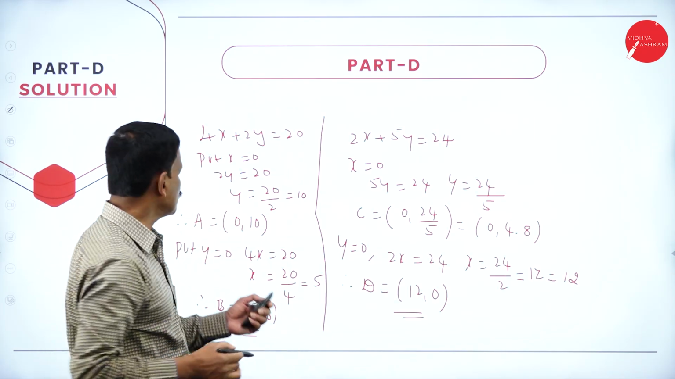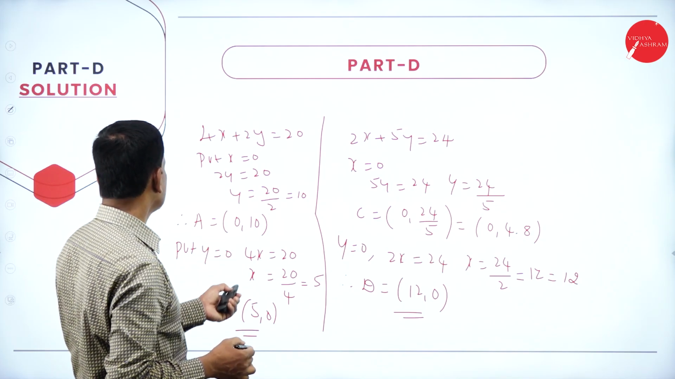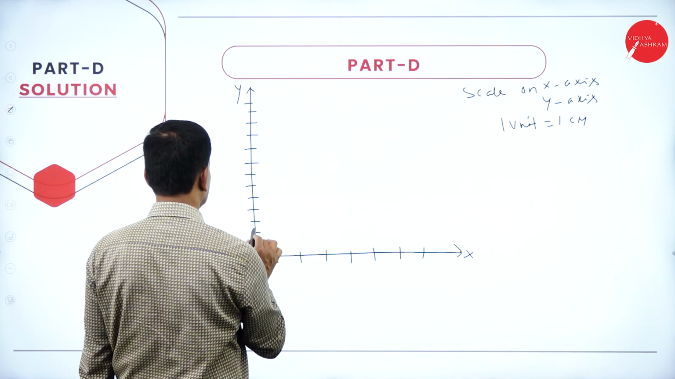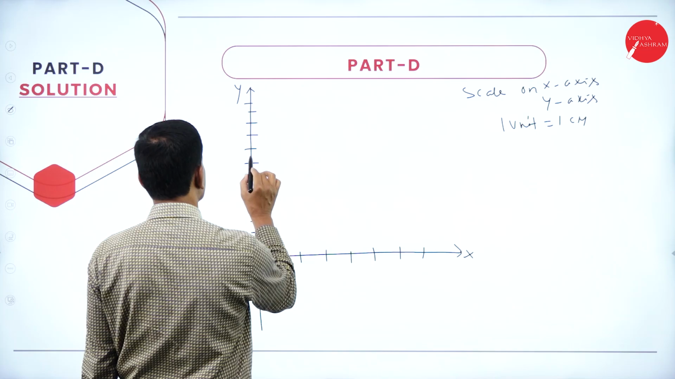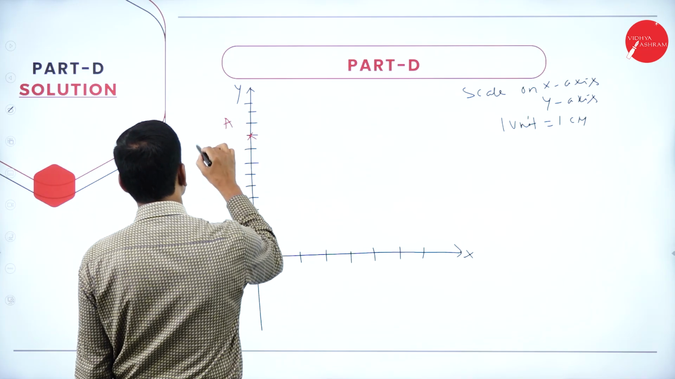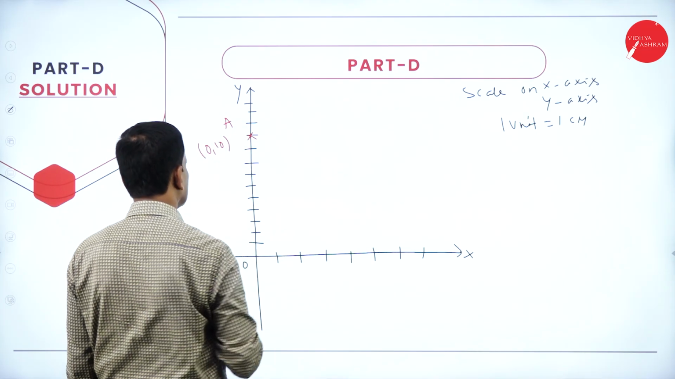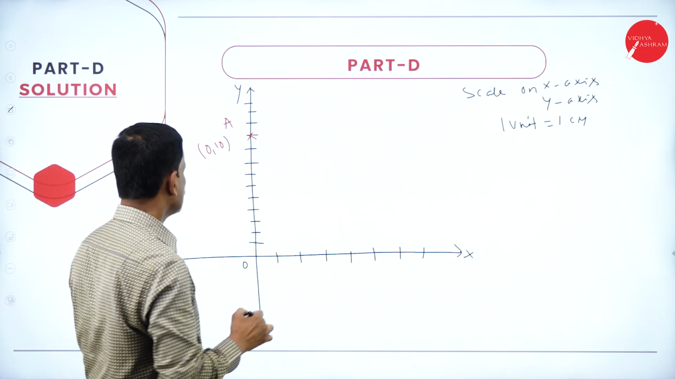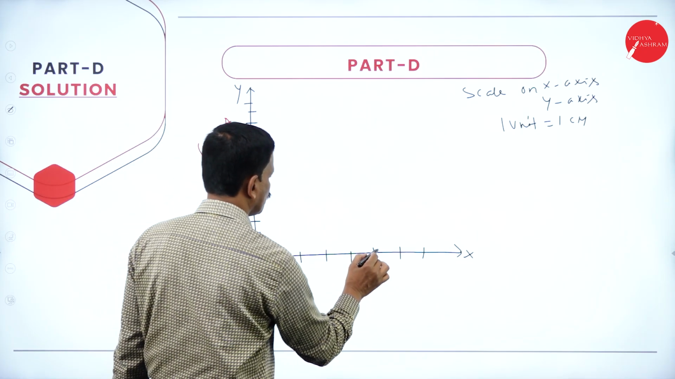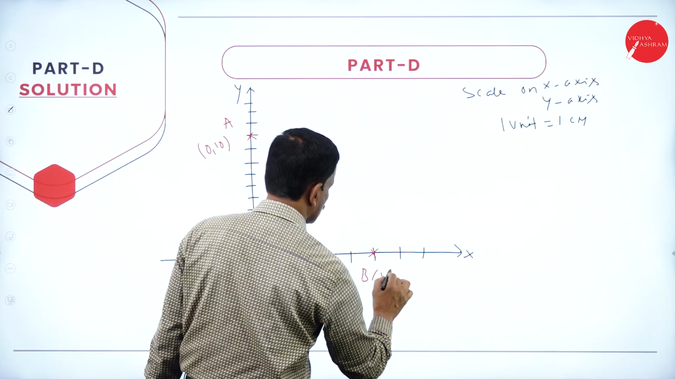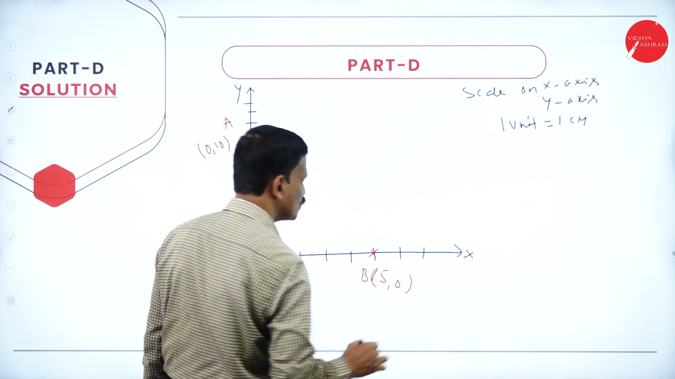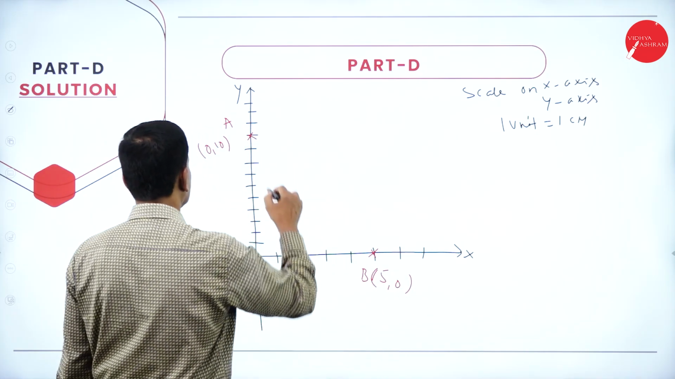Now move on to the first point. What is the first point? A, 0 comma 10. X is 0, y is 10. 1, 2, 3, 4, 5, 6, 7, 8, 9, 10. This is A, 0 comma 10. Second point B, 5 comma 0. 1, 2, 3, 4, 5 comma 0. Now just draw a straight line.